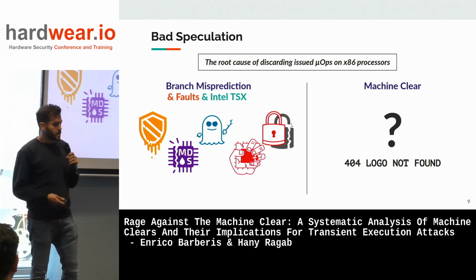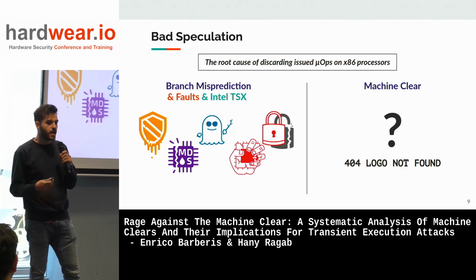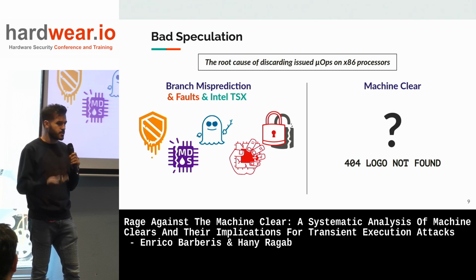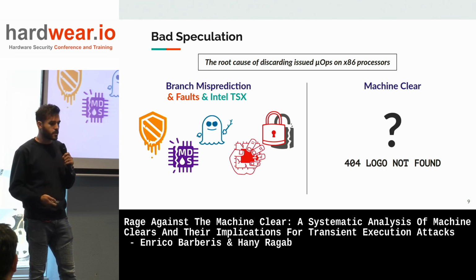But the same cannot be said about machine clear. Until our work, it remained a widely unexplored class of how we can create new transient execution paths without having to mistrain a predictor, let's say. And this is what we're going to explain today.